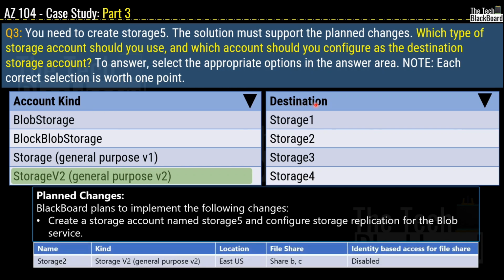Now for the destination. If you remember the specifications of all the storage in the existing environment details section, Storage 2 was a General Purpose version 2. And that's why Storage 2 is the correct answer for the destination.